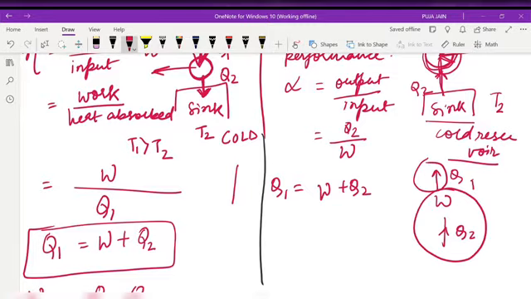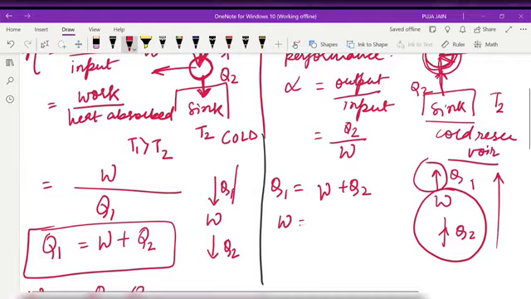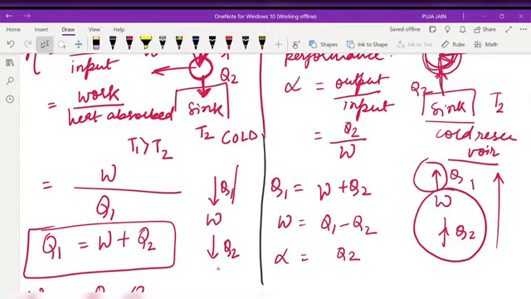Okay, here what happened in case of a heat engine, this was Q1, which work was done, and the rest was transferred to the sink, and here the arrow is on this side. Okay, so W is again what? Q1 minus Q2. So alpha is what? Q2 by Q1 minus Q2.